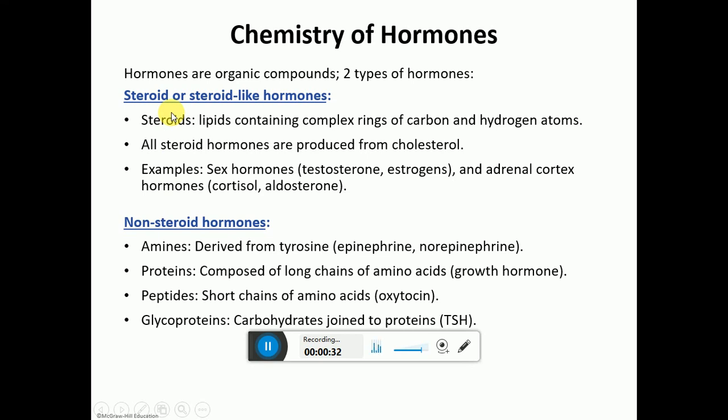So the steroid hormones, as I said, they're mainly made out of cholesterol. So for example, we've got sex hormones like testosterone and estrogen. We also have the hormones that come out of the adrenal cortex like cortisol and aldosterone.